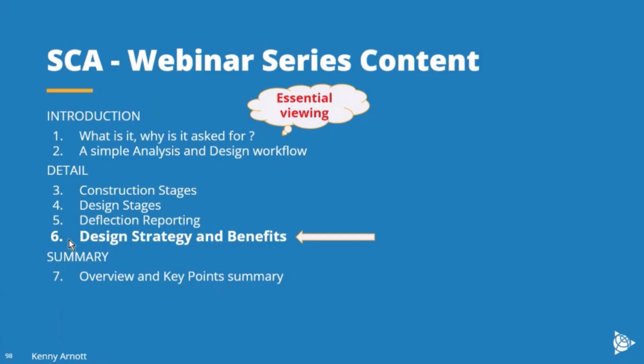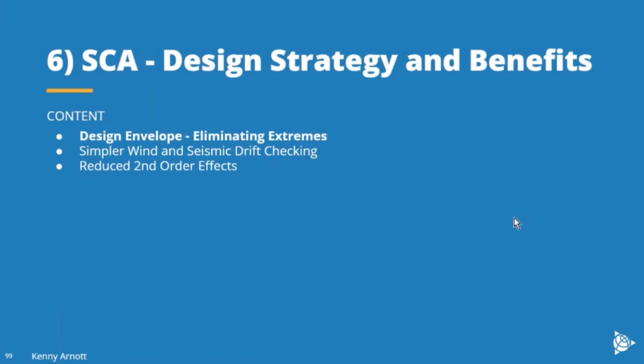So in this one, we're moving on to talking about the overall design strategy and the benefits that we get from all of this. So this one also does, to some degree, rely on a level of knowledge from the preceding webinars. So in terms of strategy and benefits, I'm going to talk about 3 things. Going back to talking about the design envelope and eliminating the extremes. We'll talk about simpler wind and seismic drift checking and the potential for reduced second order effects.